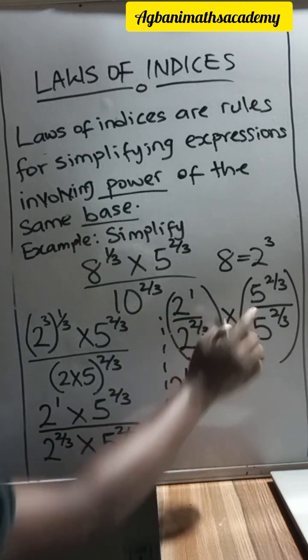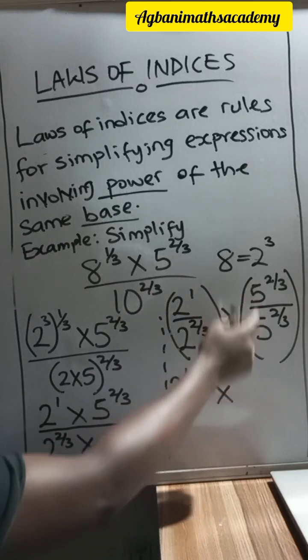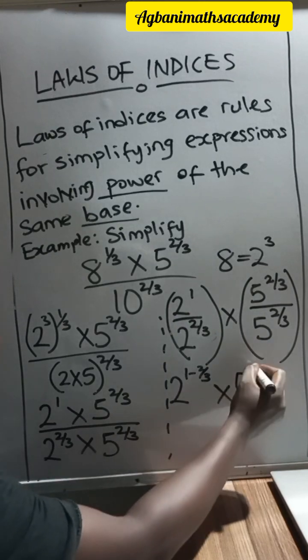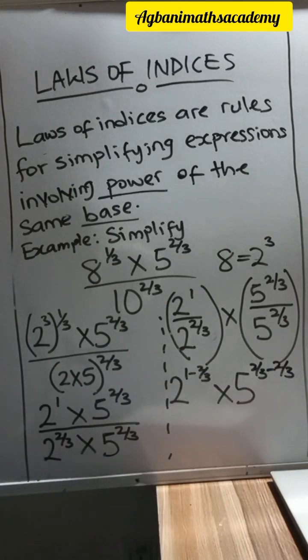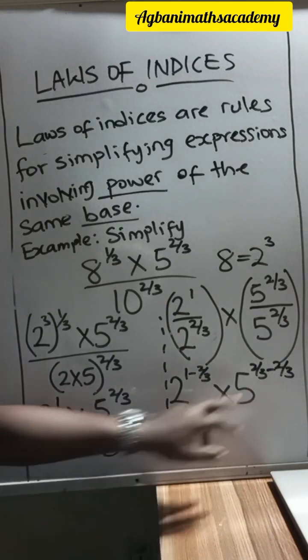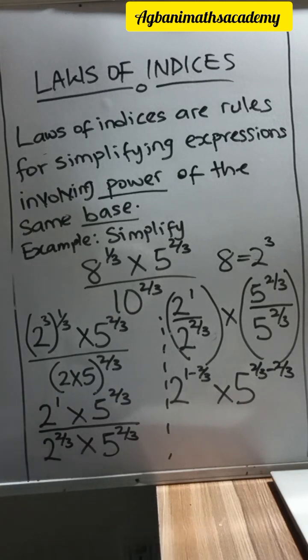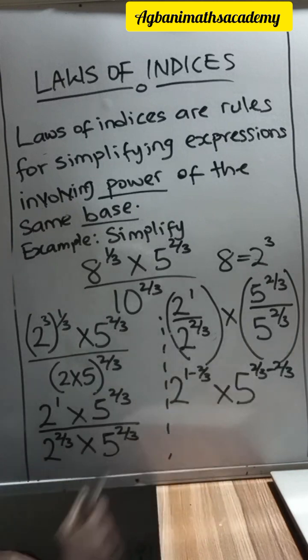We also apply it here: when you are dividing two exponential expressions with the same base, you subtract the powers. So here will be 5 to the power of 2 all over 3 minus 2 all over 3. What is it going to give us? 0. Somebody said 0, correct? So 2 all over 3 minus 2 all over 3 will give you 0.